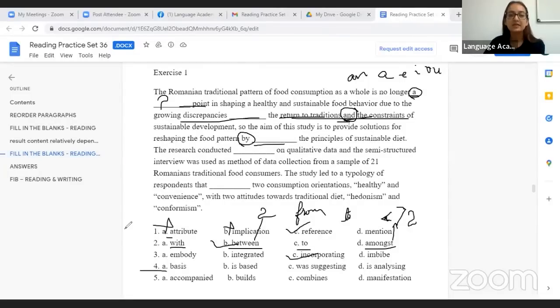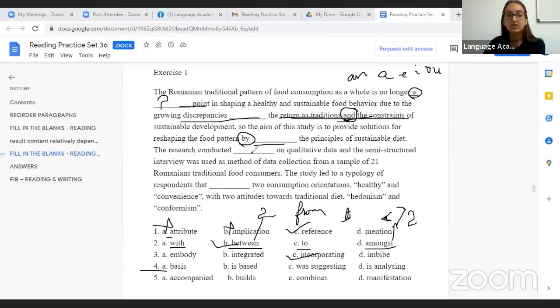For example, they say the research conducted basis on qualitative data. That's wrong English: the research conducted basis on. We need something between conducted and basis. So we can say the research conducted is based on, that makes sense. Is based on comes together.